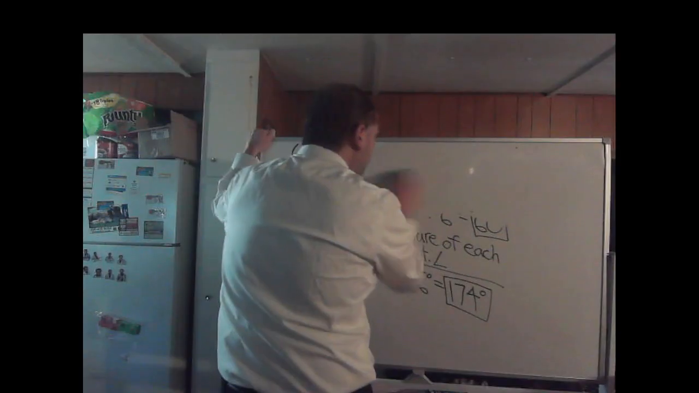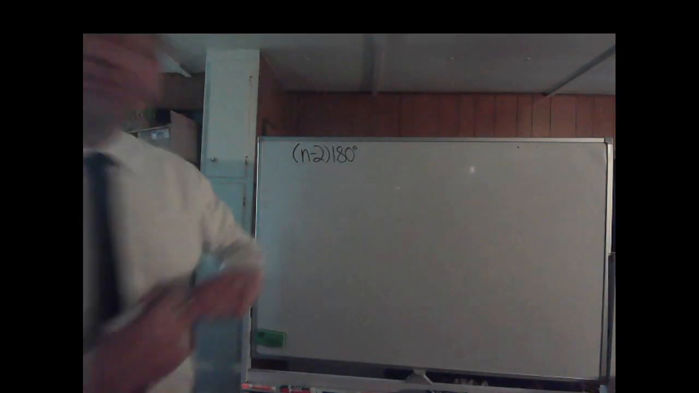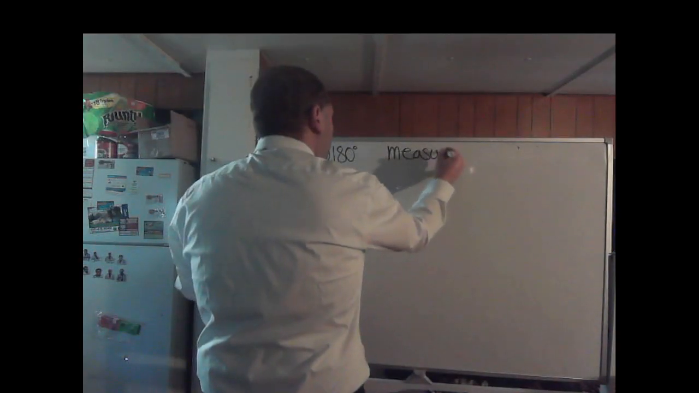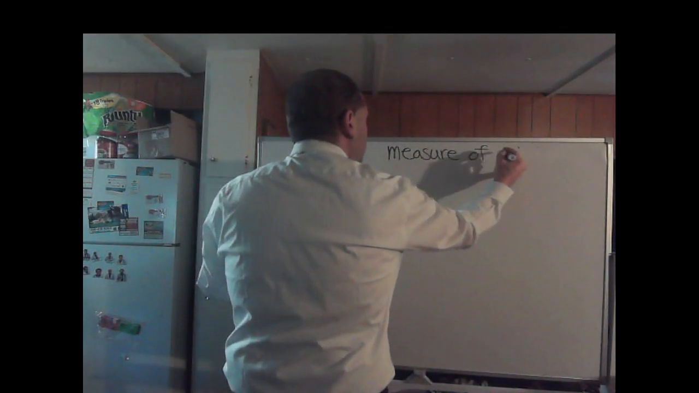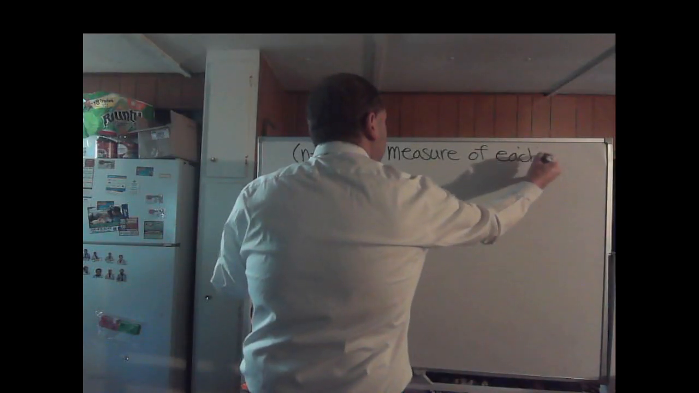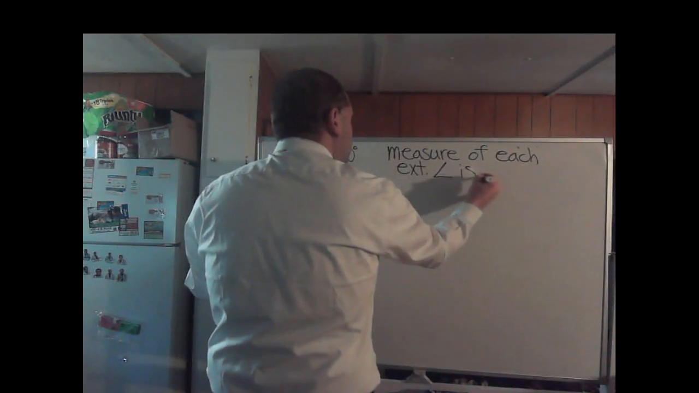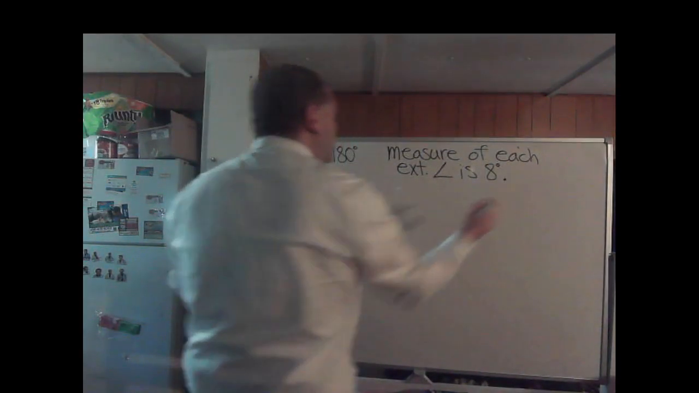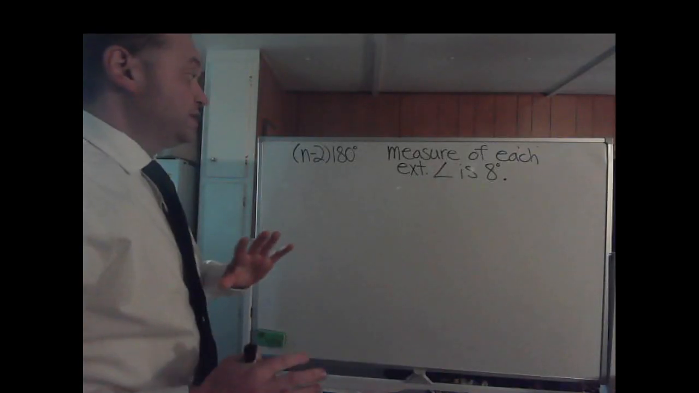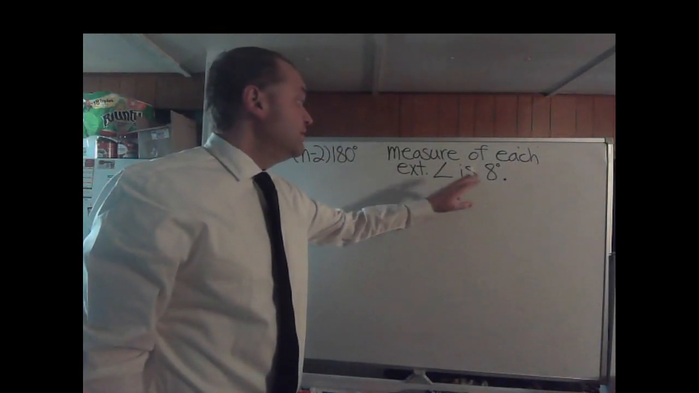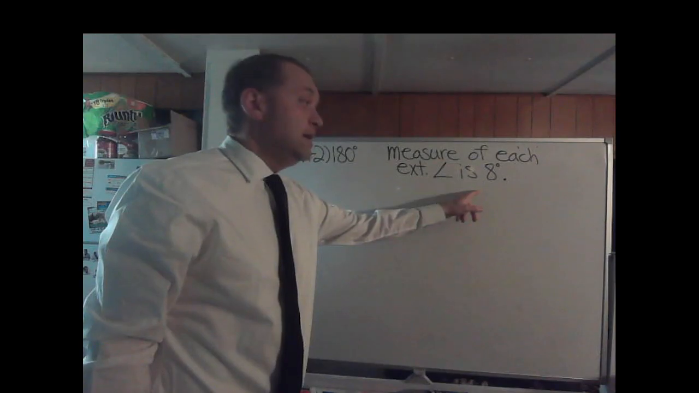And I got another problem like this. And then the last 2 will change yet again. Okay. What do they tell us here? Well, let's see. The measure of each exterior angle is 8 degrees. Alright, so this time we know that the measure of a single exterior angle of this regular polygon is 8 degrees.